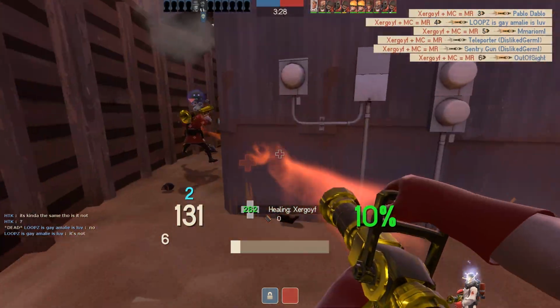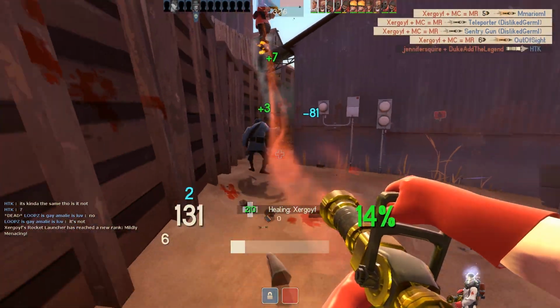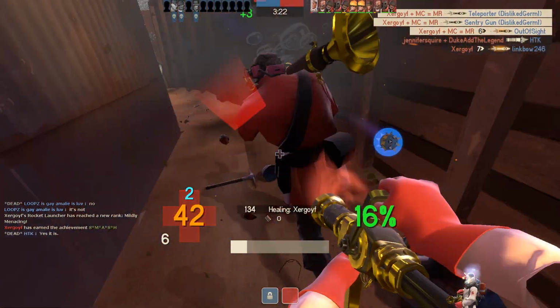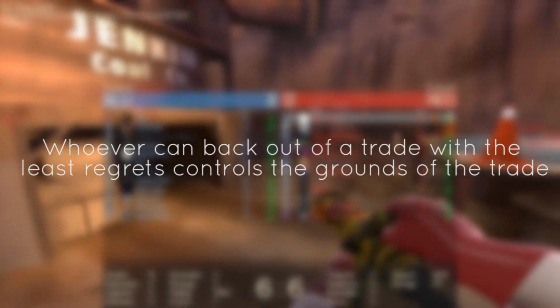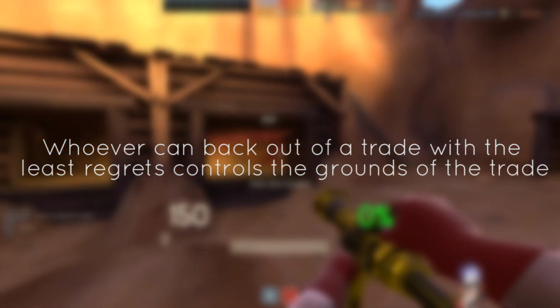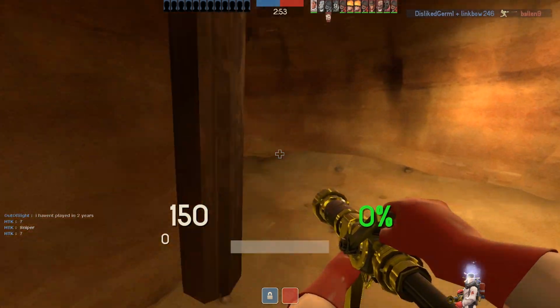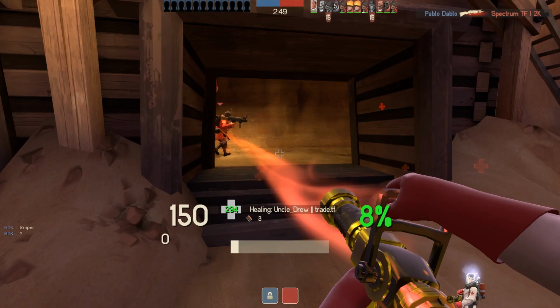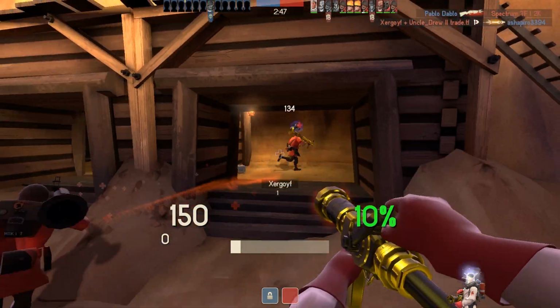Now, is there any good rule for figuring this out? Well, it turns out there actually is, and this brings me to what I consider to be the second golden rule of negotiation. Whoever can back out of a trade with the least regrets controls the grounds of the trade. Boom. Now this is very important. Basically, this says that whoever doesn't really want to make the trade has the upper hand when it comes to holding firm.